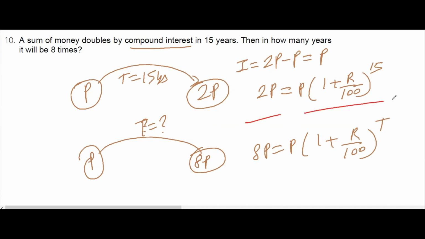Just divide this, this P will get cancelled, this P will get cancelled. Then you will solve this. I need to solve it. This calculation is difficult. I will solve this now. Just a minute.